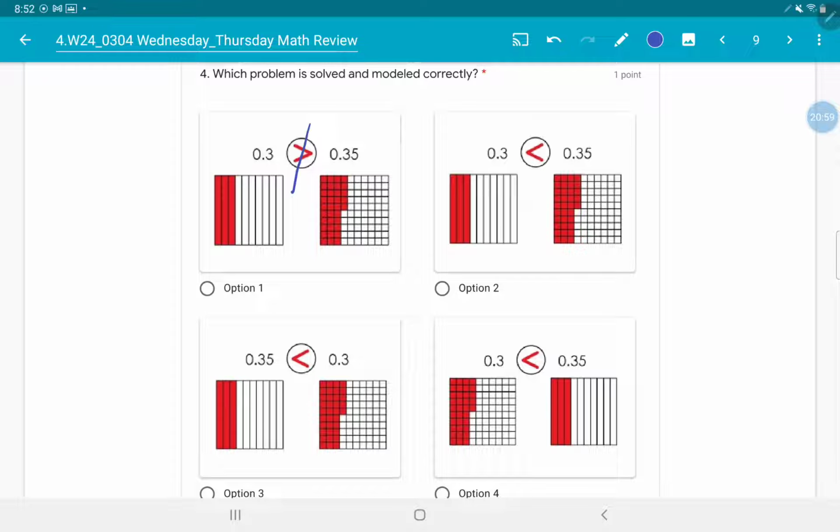Okay, so our shading is correct. Is 3/10 less than 35 hundredths? Yes, it is. Option 2 is your correct answer.